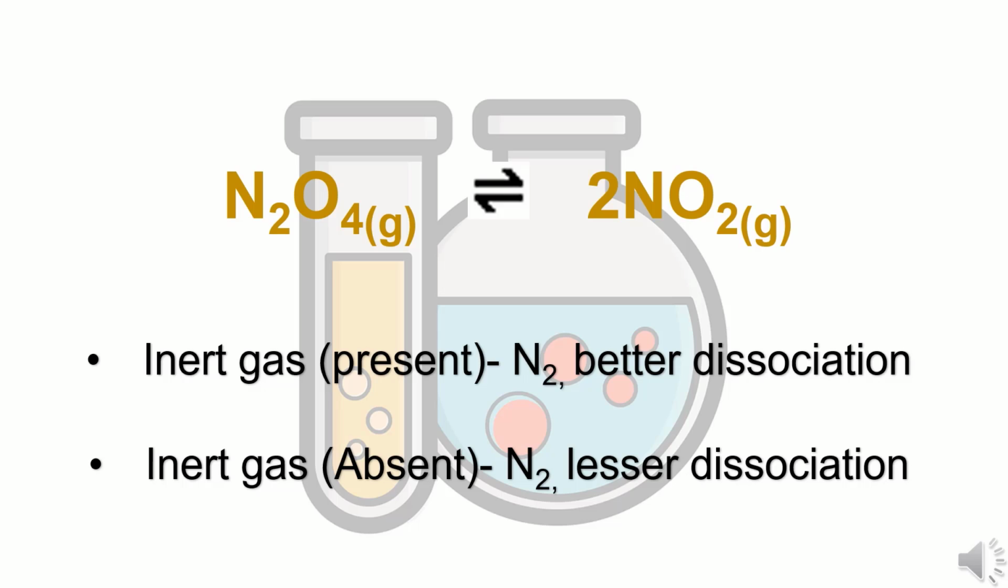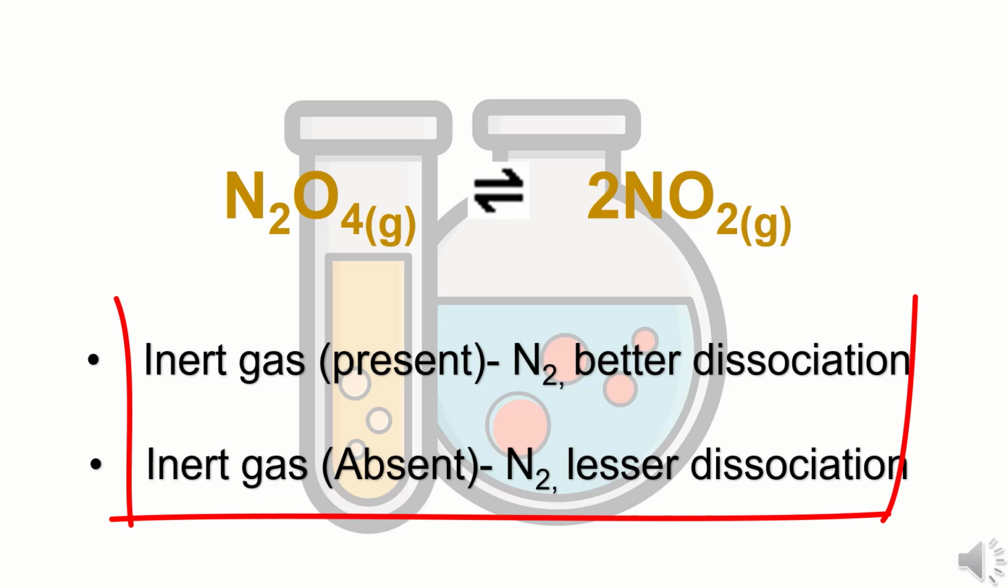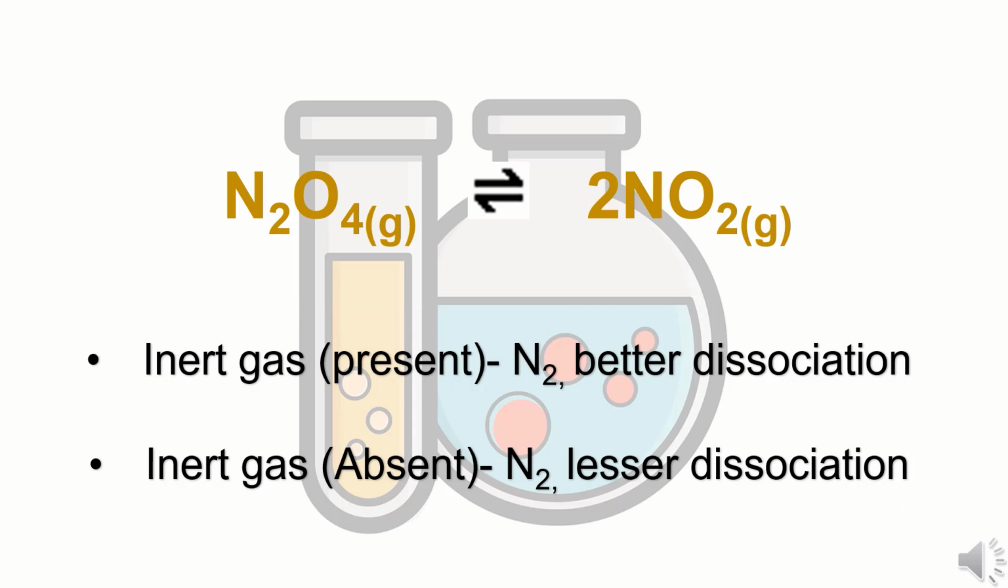If the total pressure remains constant, then the degree of dissociation of the reactant in the presence of an inert gas will be more than in the absence of an inert gas. Because of this dissociation reaction, according to Le Chatelier's principle, decreasing the pressure of the reactant will increase the rate of the product, as the number of moles at the product side is more than at the reactant side.